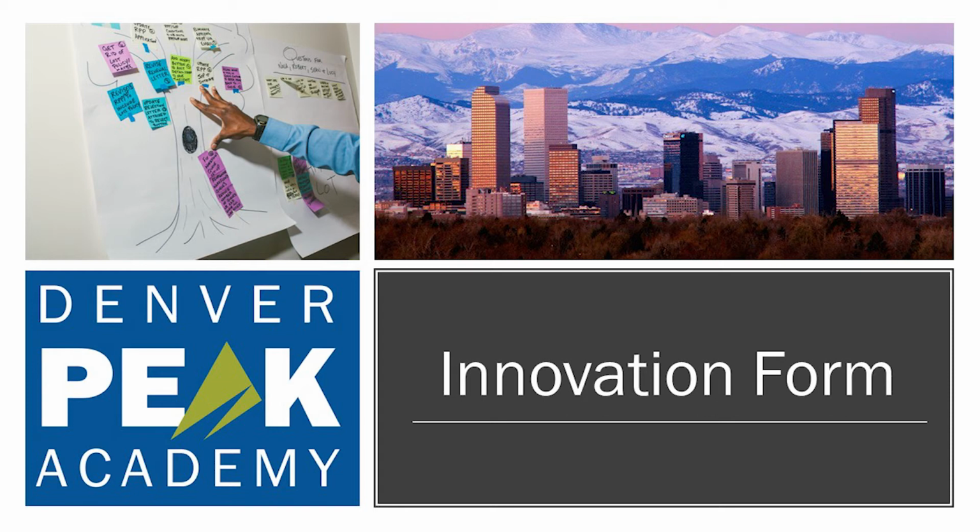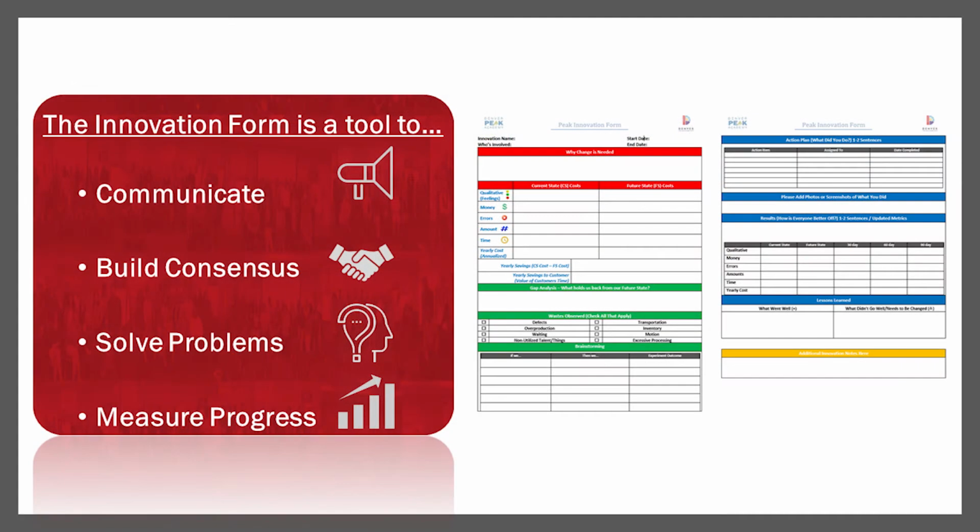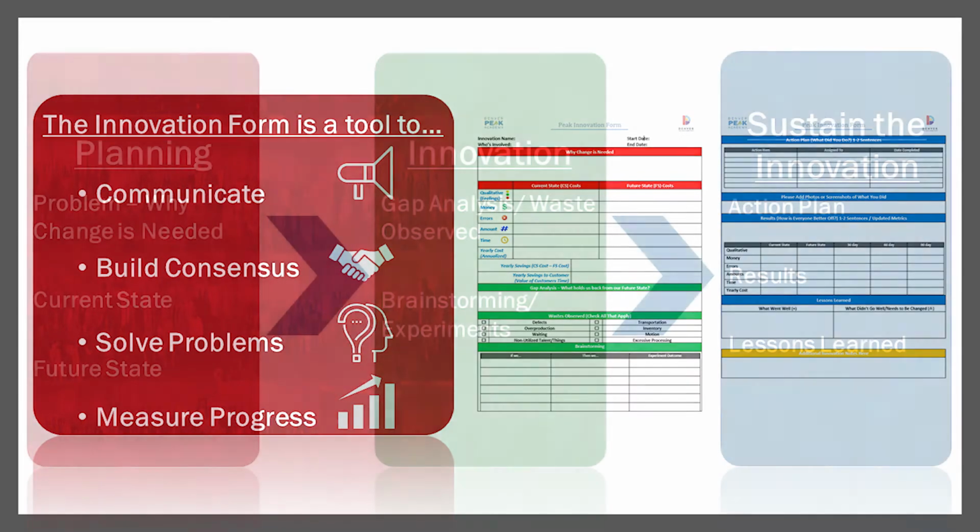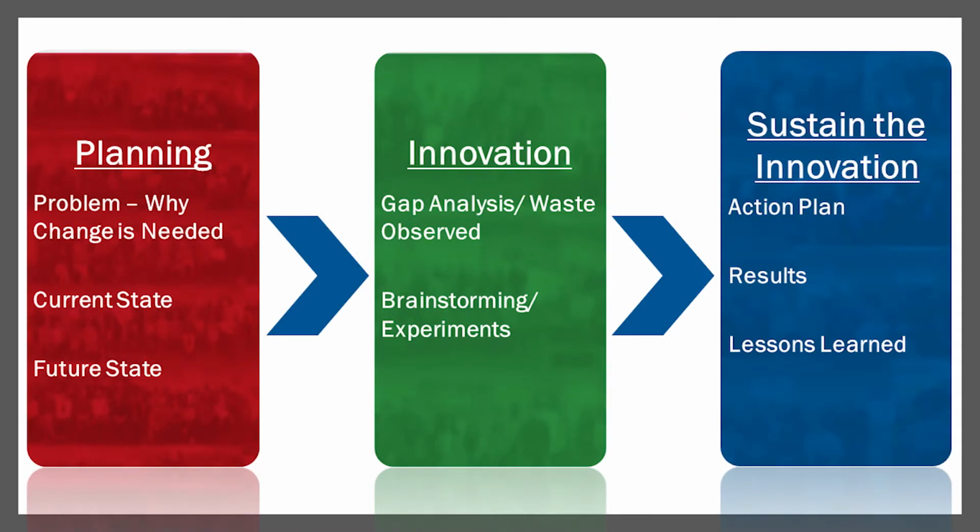The Peak Academy Innovation Forum is a tool designed to help you communicate and build consensus around the need for change, solve problems, and measure progress and results. Whether you're completing a physical copy or digital copy of the form, this video will help you navigate each section through completion.